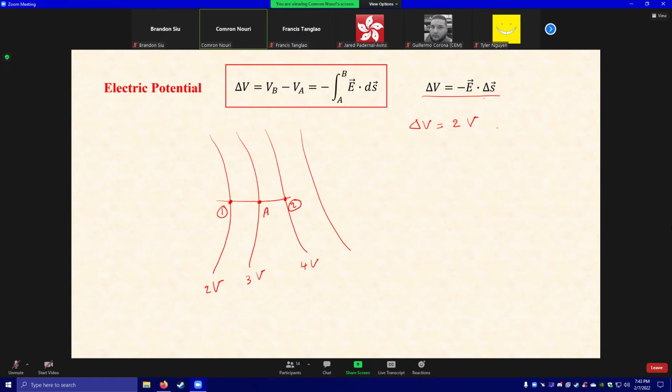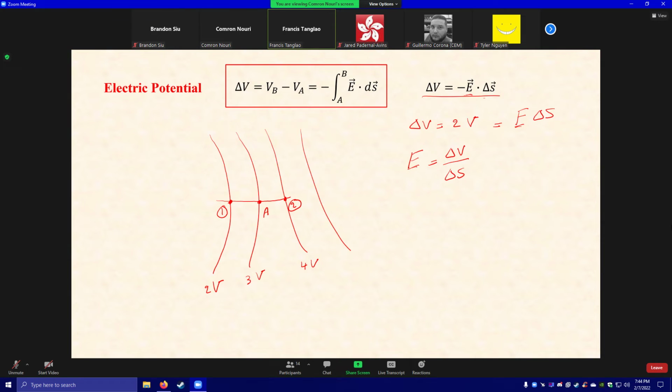And that is equal to E magnitude, because we are moving in the direction of the electric field lines, the E dot ds becomes E times ds. So it becomes E times delta S. So the electric field intensity becomes delta V divided by delta S. Delta S can be in meters, delta V is in volts, so volt per meter is another unit for electric field.